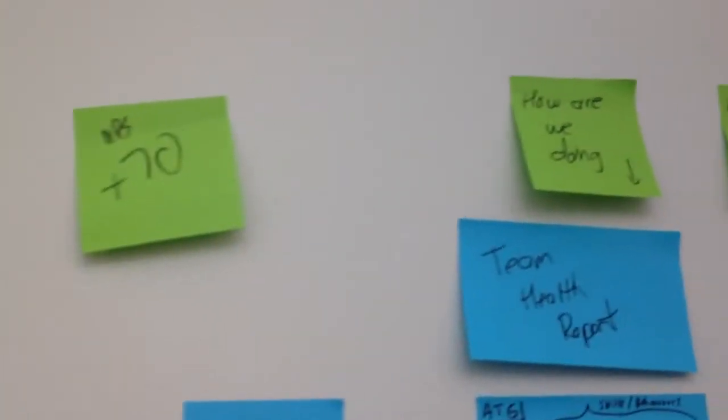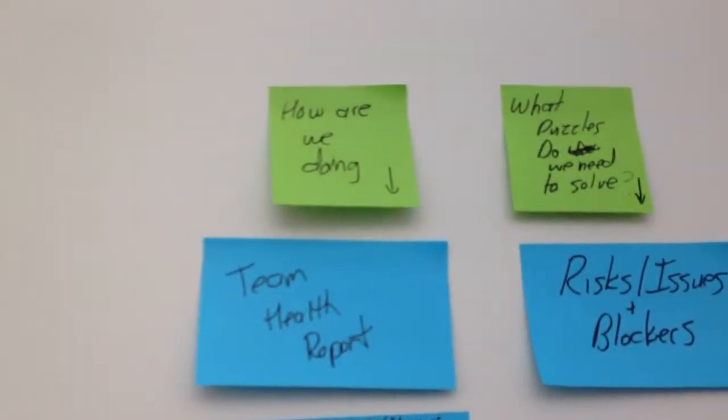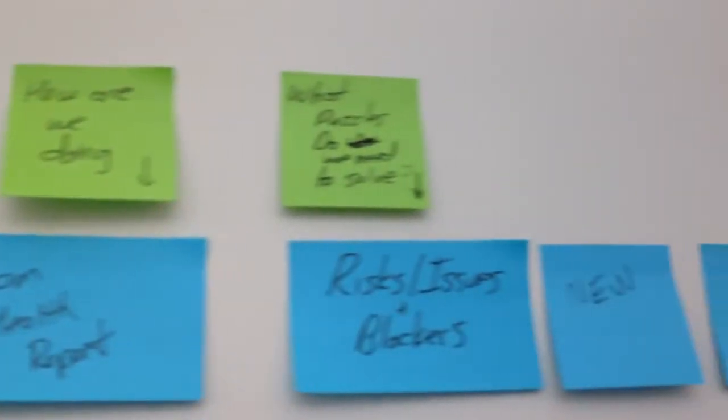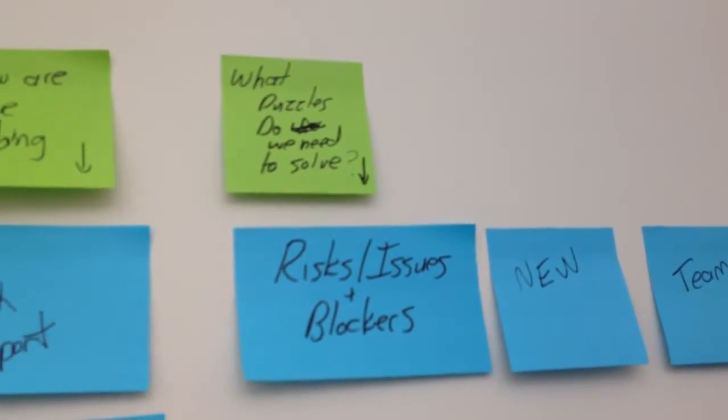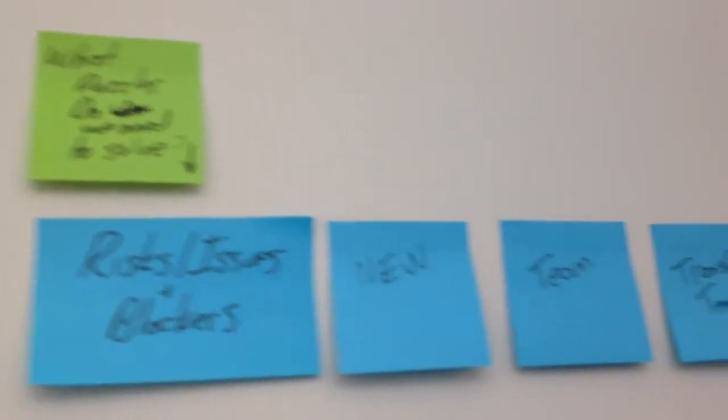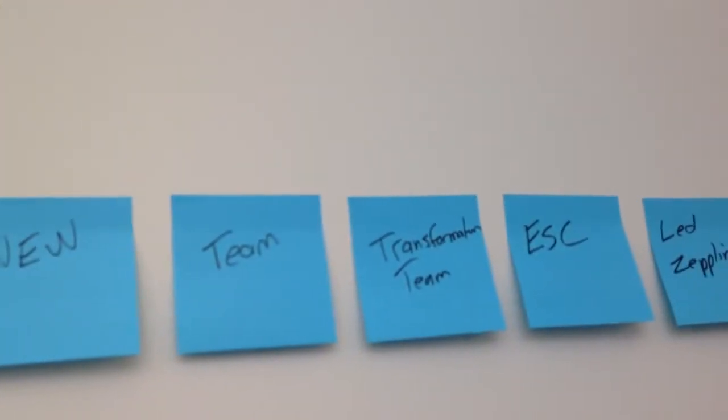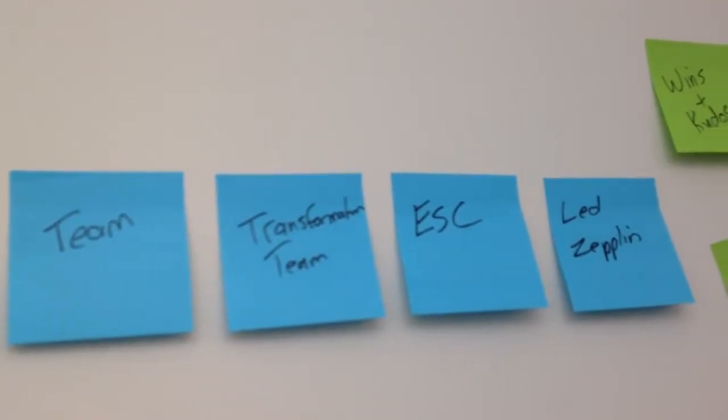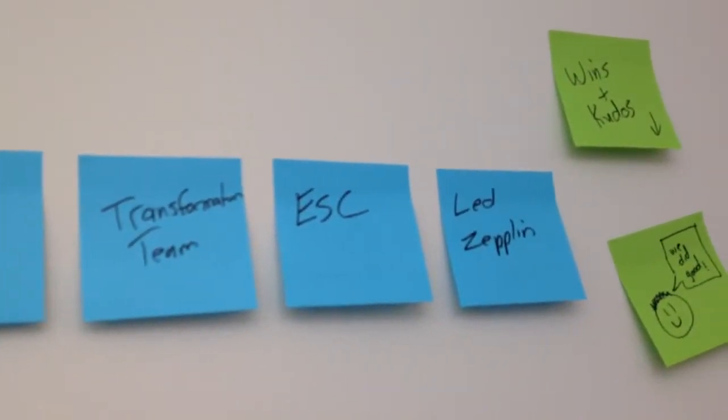The next part of the wall would be how are we doing. So this is the team health reports. And then what puzzles do we need to solve. So this would be all the risks, issues, and blockers, and how we're progressing through an escalation path from teams to transformation team to the steering committee and then through to Led Zeppelin.